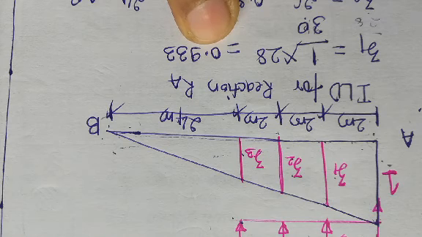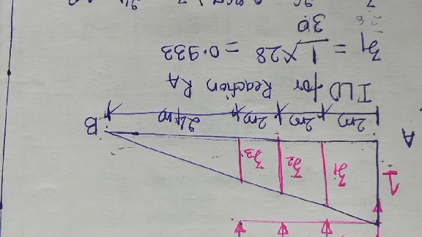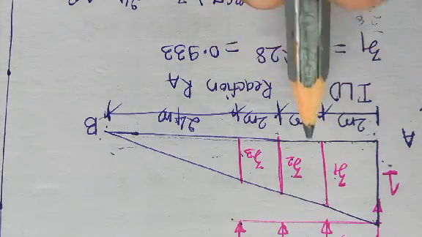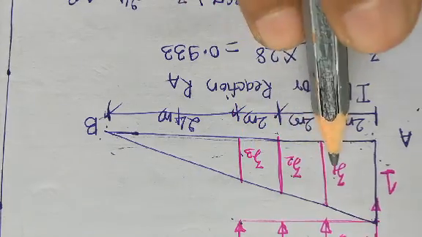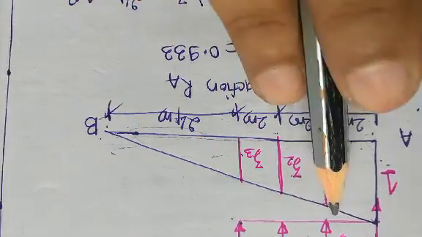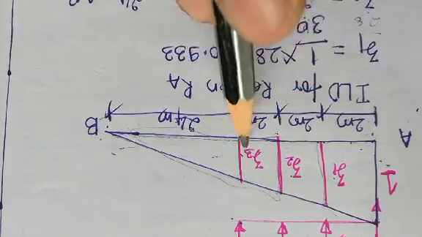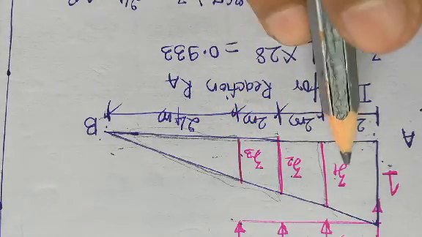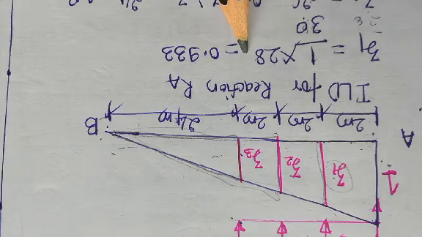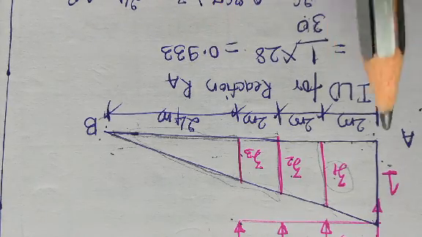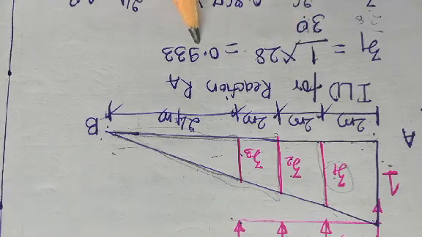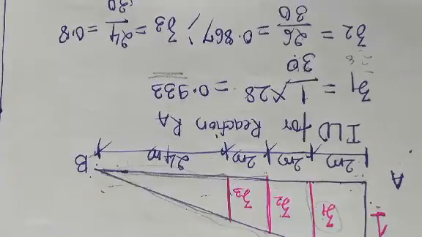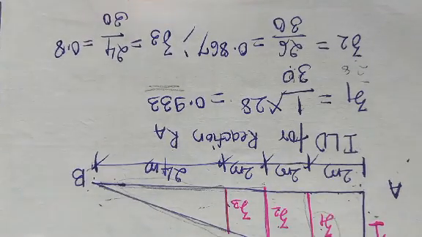Now to calculate Z1, Z2 and Z3 we use similar triangles, the bigger triangle and the smaller triangle. For Z1 this is the smaller triangle, for Z2 this is the smaller triangle, and for Z3 this will be the smaller triangle. Depending upon which ordinate we are calculating, the distances keep changing. After doing the similar triangles, I got Z1 as 0.933, Z2 as 0.867 and Z3 as 0.8.